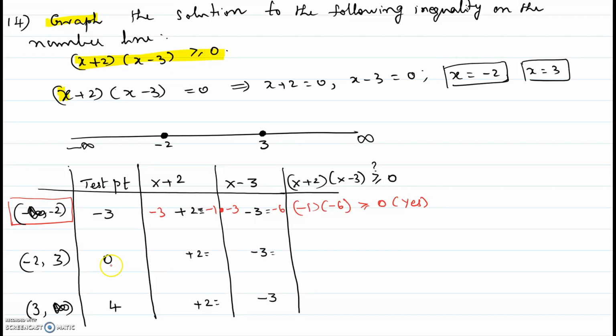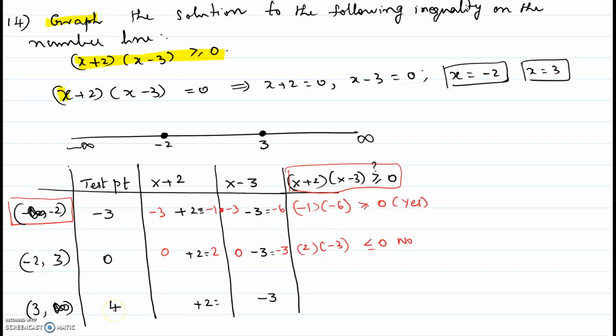Then we'll do the same thing for the test point 0. Plugging into x plus 2, we get 0 plus 2, which is equal to positive 2. 0 minus 3 is negative 3. Then 2 times negative 3 is negative 6. So it is no, it is not more than or equal to 0. We'll say yes only if it is more than or equal to 0. That's what the inequality is telling us.